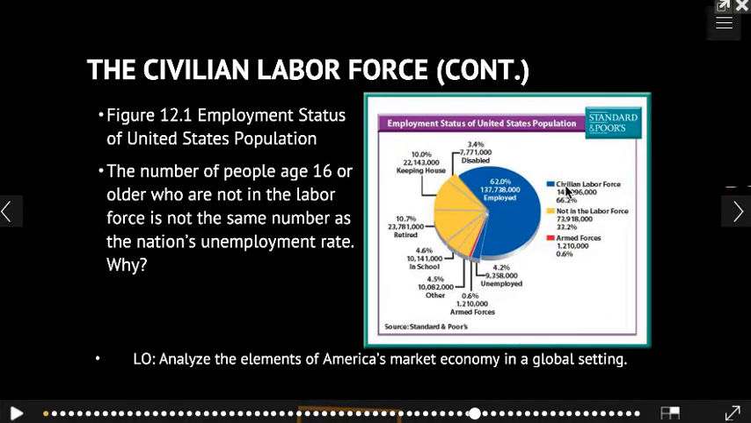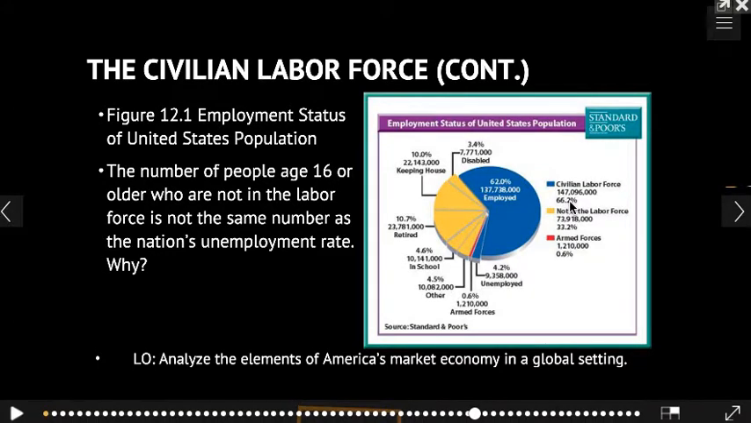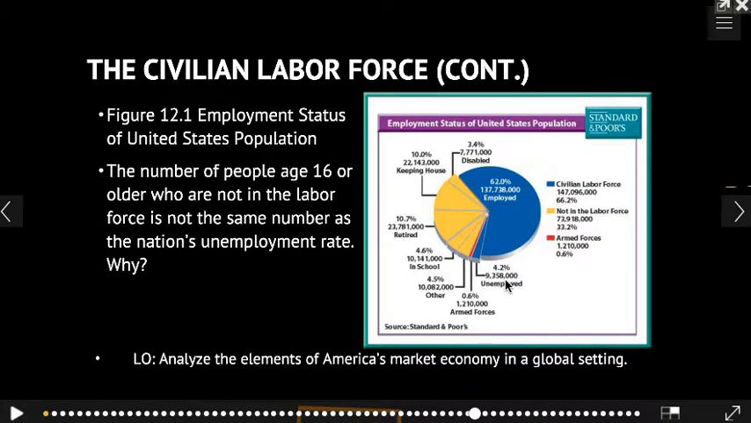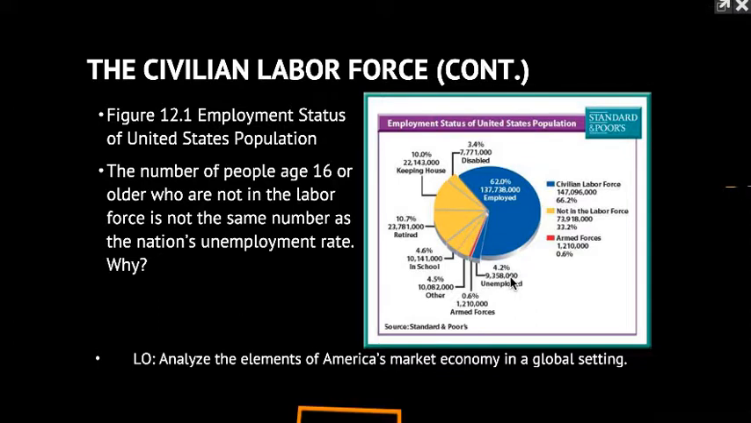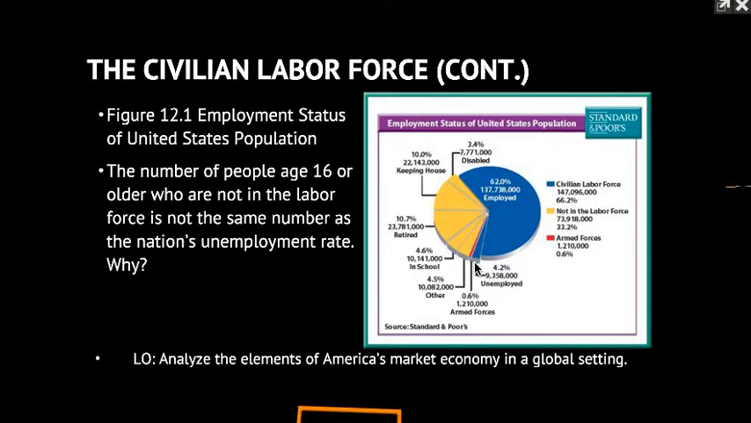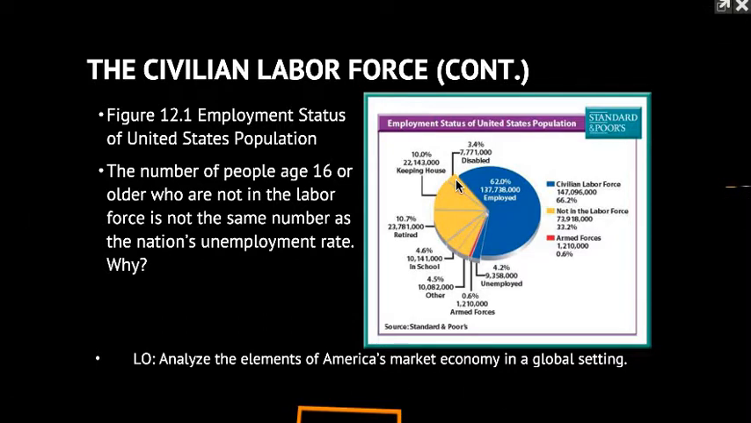Here you can see the civilian labor force accounts for approximately 66.2%, with the unemployed making up about 4.2%, and then you have the armed forces making up 0.6%, and then you've got several groups that are not in the labor force, which is about 33.2%, but those groups can be broken down into subgroups.